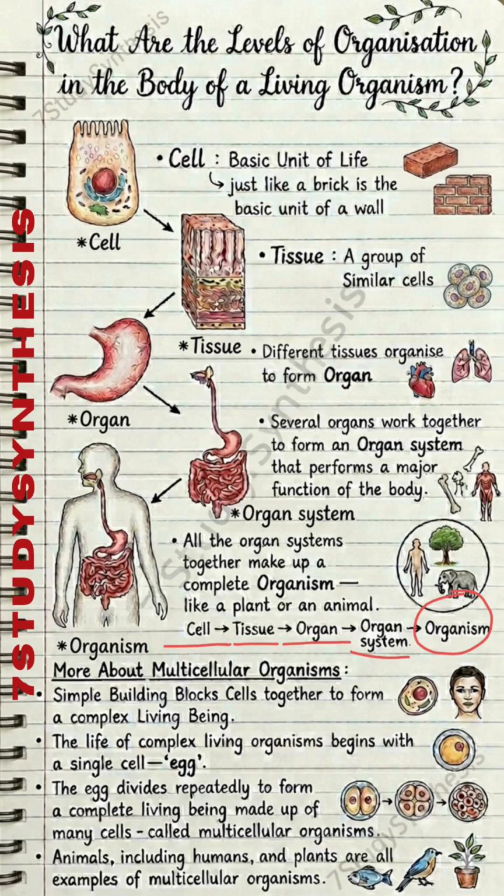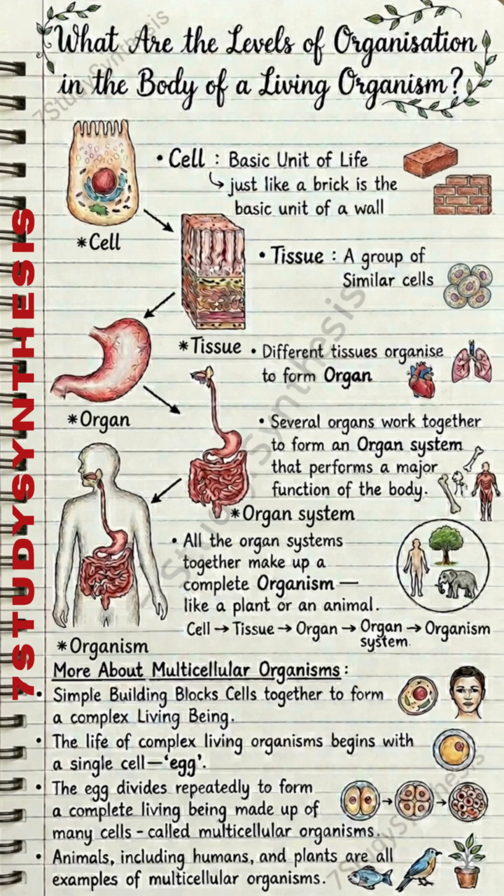Let us learn more about multicellular organisms. Now what are multicellular organisms? Organisms having more than one cell. There are many cells present in case of multi. Multi means many. Cellular means cells. Multicellular organisms have many cells. Unicellular organisms, uni means one. One cell is present, like amoeba, like paramecium. They are single, they are unicellular.